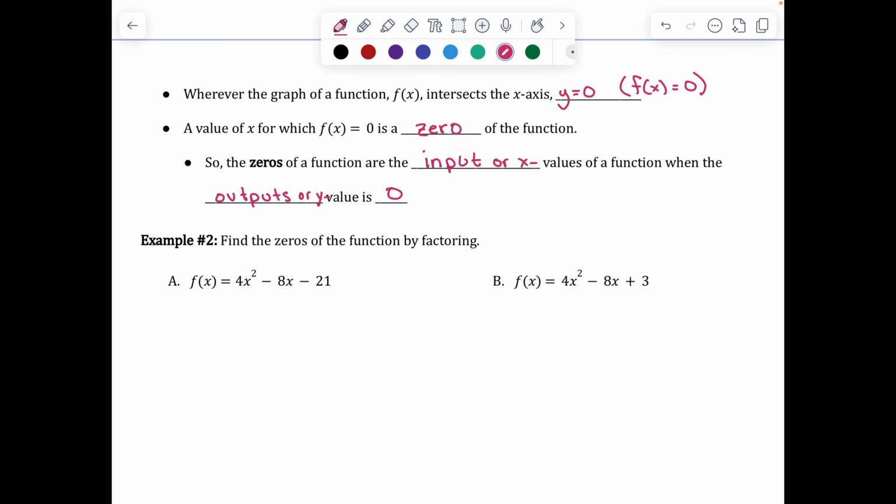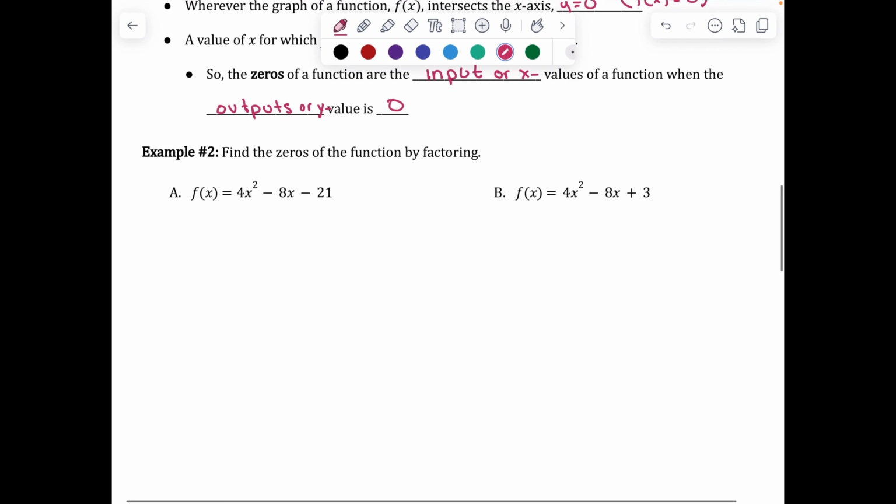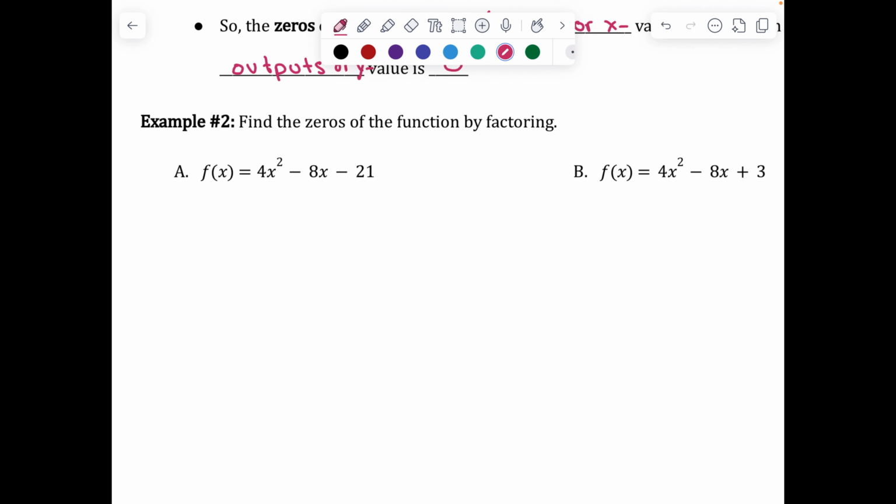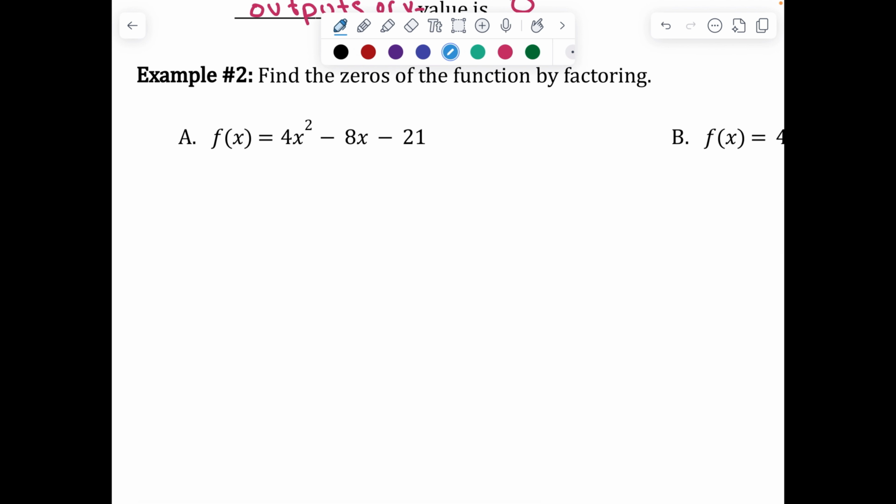So basically that tells me where our graph is intersecting our x-axis. So it's where it goes through our x-axis. We call those zeros of our function. So we're going to go ahead and do the same exact thing. We're just going to answer it in a different way. So we want to find the zeros of the function by factoring. So we're going to go ahead and set this up. We're substituting in 0 for our f of x.